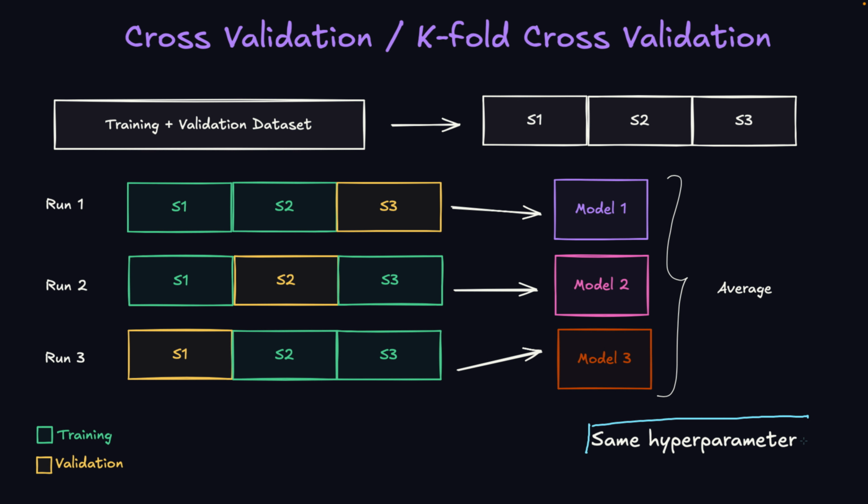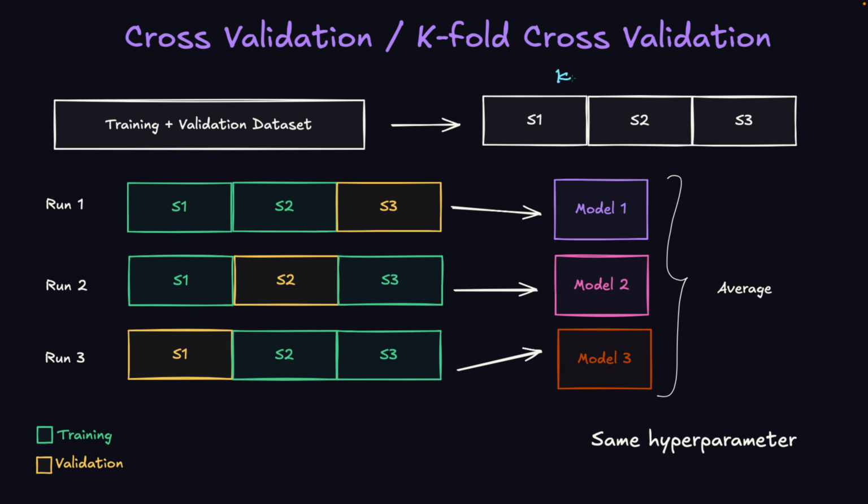So this way, when we are evaluating whether a hyperparameter is a good hyperparameter or not, we are not relying on a fixed set of training and validation data set. We are rotating the data set like this, so we can be much more confident that whatever score we got for this particular hyperparameter's model is indeed a valid score.